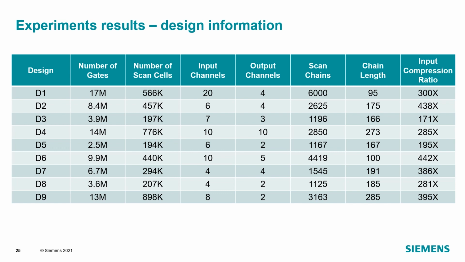For our experiments, we took 9 blocks that range in size from 2 to 17 million gates. Each of them has more than 1,000 scan chains. The biggest has 6,000 scan chains. And as you can see, the compression ratios range from 170 to 438.